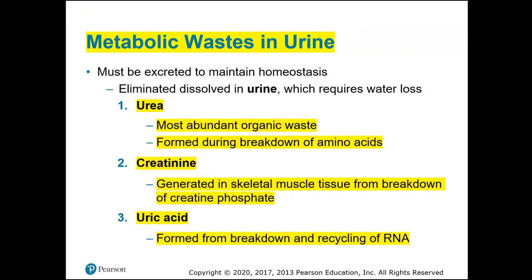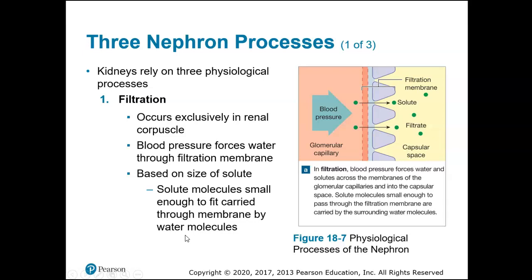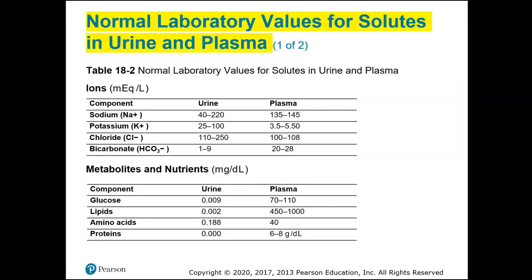All right, the waste in the urine are urea, creatinine, and uric acid. Some normal values in the urine: sodium and potassium levels can vary, chloride, bicarbonate, but definitely you want to have almost zero glucose, lipids, and proteins. Very, very small amount of amino acids.